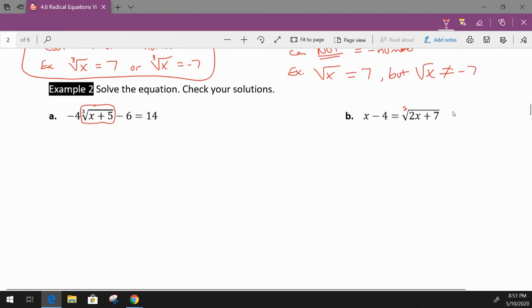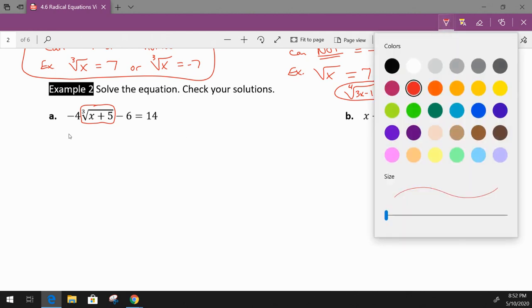You might also have an equation like the square root of 2x plus 7, which cannot equal a negative number. Or if it was a fourth root, let's put something else in there so it's not too much like the other one. Let's say you have a fourth root of 3x minus 1. It cannot equal a negative number. Those are the kinds of things you want to watch out for when you are solving radical equations with even roots.